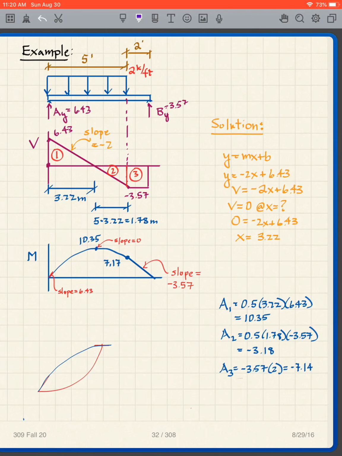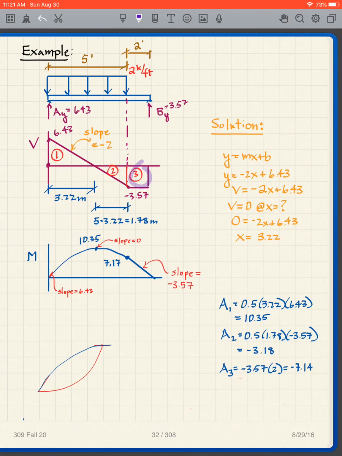And now the same reverse. The slope is 0 there. The slope is negative 3.57 there, and it goes like that. Again, this is our basic shape that we're going to see over and over. We got a bow tie there. We got an inverted parabola there.